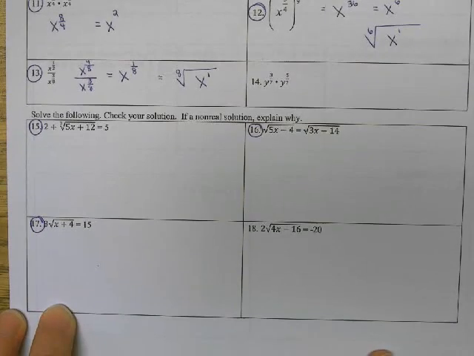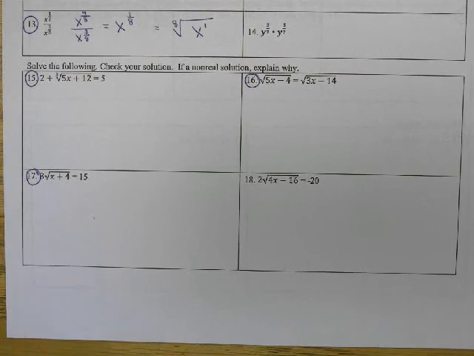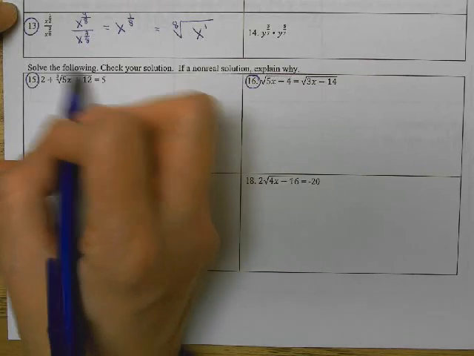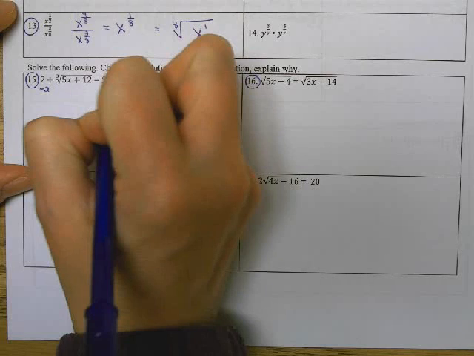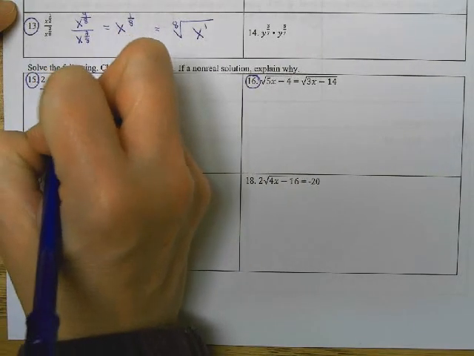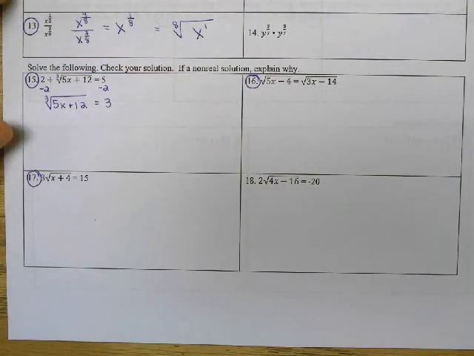Alright. On 15 through 18, you are going to solve these equations. You need to check your solutions to make sure that they do in fact work once we have found them. So you're not just solving, you do have to go back and check them. So I need to get the radical by itself on one side of the equal sign. So right here I'm going to go ahead and subtract this 2 to the other side, and I'm going to end up with the cube root of 5x plus 12 equals 3.